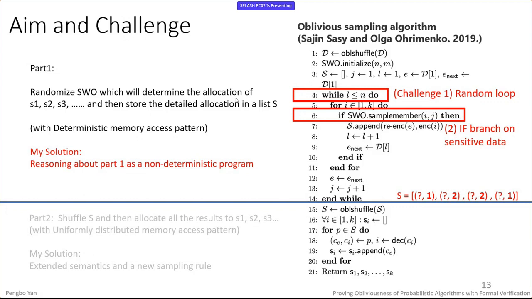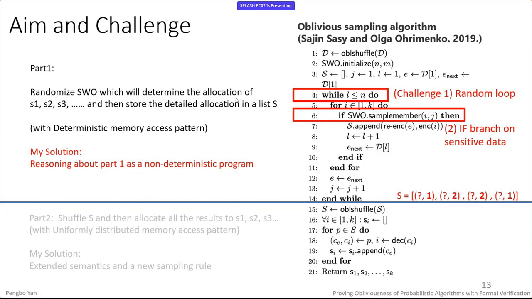But in this case, part one of these algorithms actually only has a deterministic memory access pattern. Because we also need some information to verify the second part, we need some additional information. But that information is not about distribution. That essential information is always true in every possibility. So my solution is to say that sometimes we can reason about a part of a program as a non-deterministic program. In this case, we just treat part one of this algorithm as a non-deterministic program.